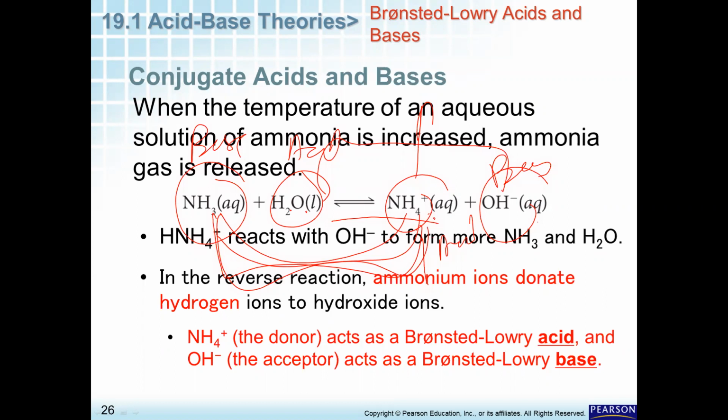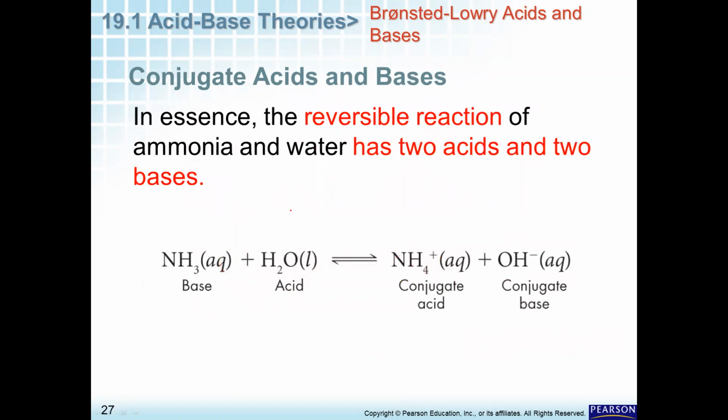So the presence of ammonium is related to the ammonia as a base. A reversible reaction has two sides of the bases. So we have base, acid, conjugate, base. Why do we call it conjugate again? Because the presence of this is related to a base. So every conjugate acid has a base, and every conjugate base has an acid that is combined to it.